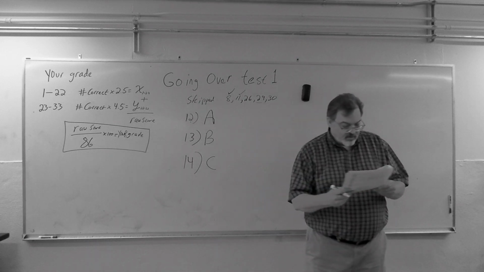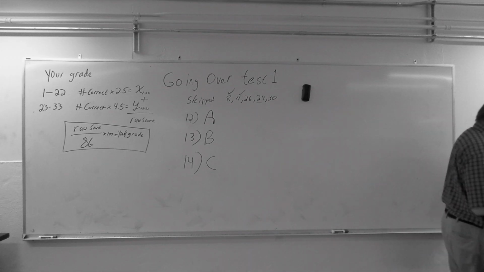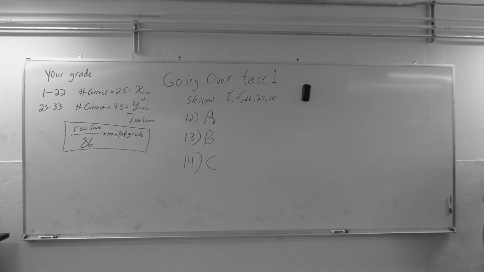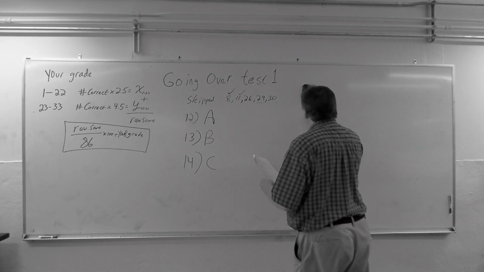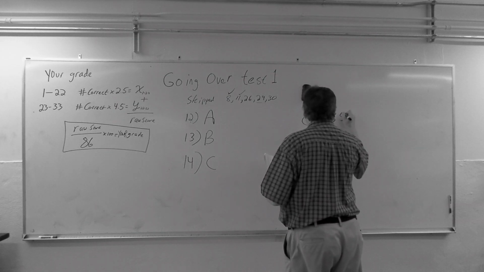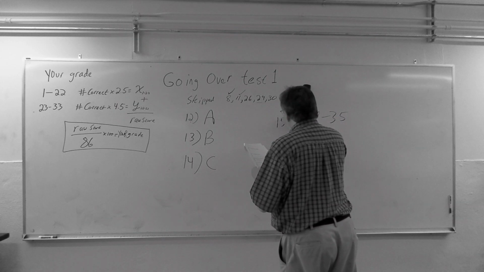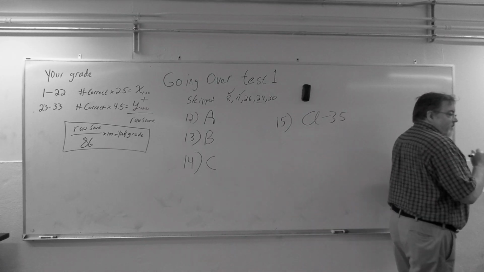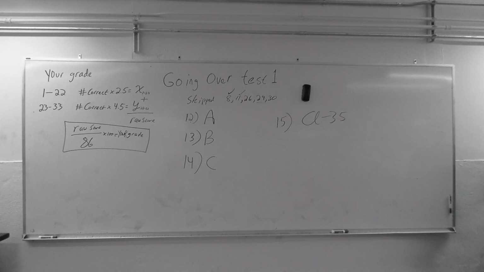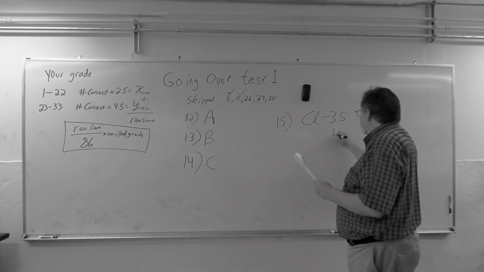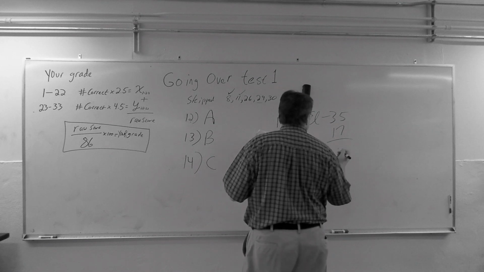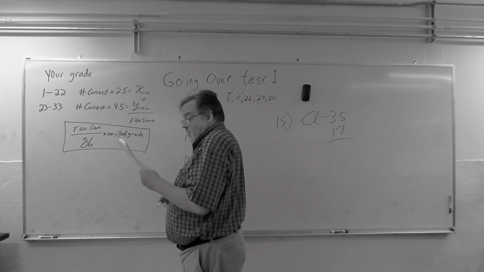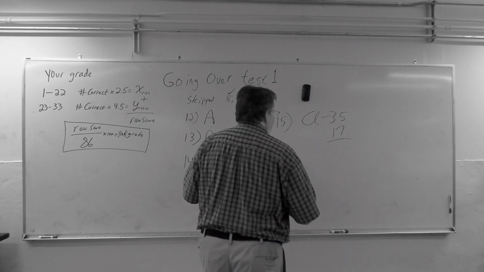My answer key right so far? How many neutrons does Cl35 have? If you look up Cl, that's how many protons it has, 17. Subtract it from the mass number. 35 minus 17 is 18.